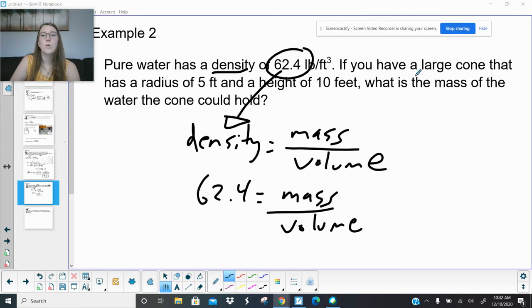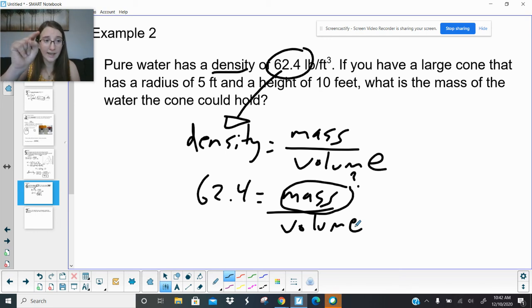So let's keep reading. We have a large cone that has a radius of 5 feet and a height of 10 feet. We want to know what is the mass of the water the cone could hold. So how heavy would the water be that this cone could hold? So we are looking for what is the mass. That means in order to figure it out, we know we can only have one variable. We need to know volume before we can get mass. That's why these questions are hard, guys. We have to find something before we can find what we actually want.